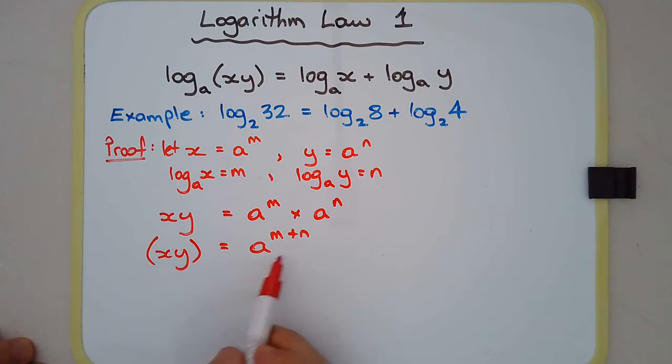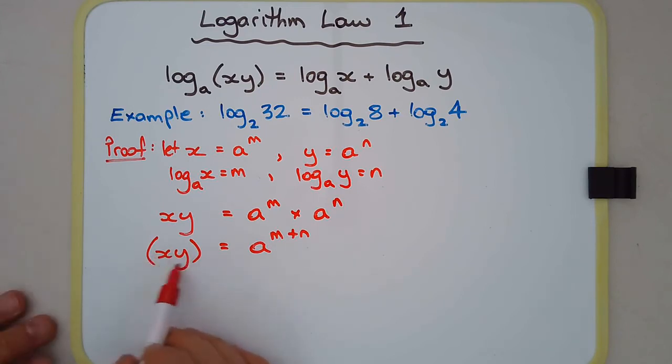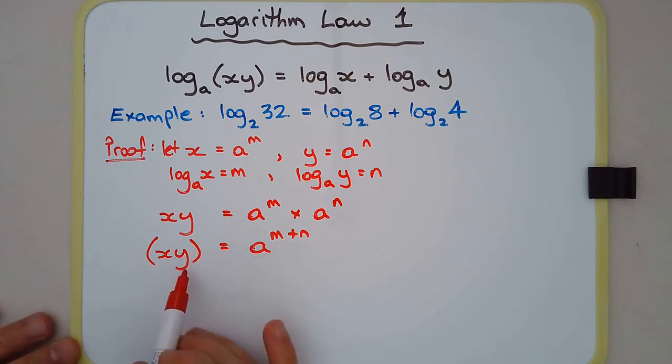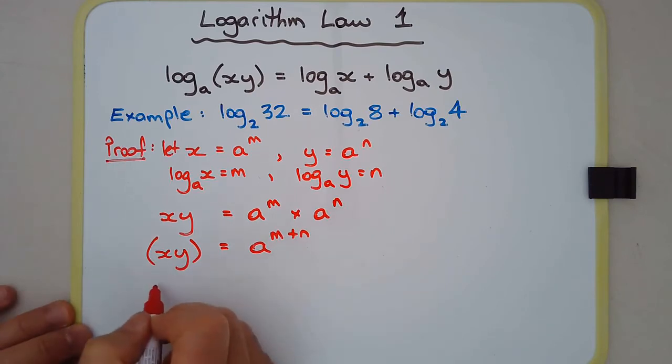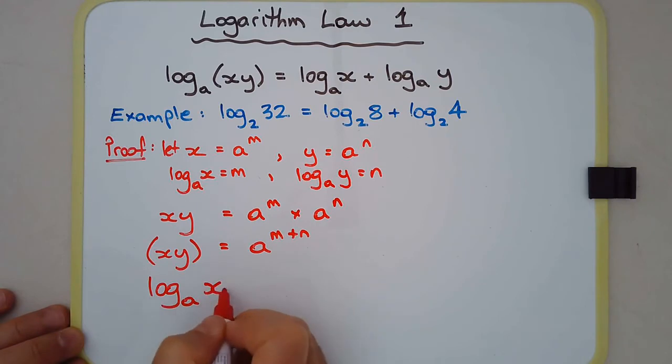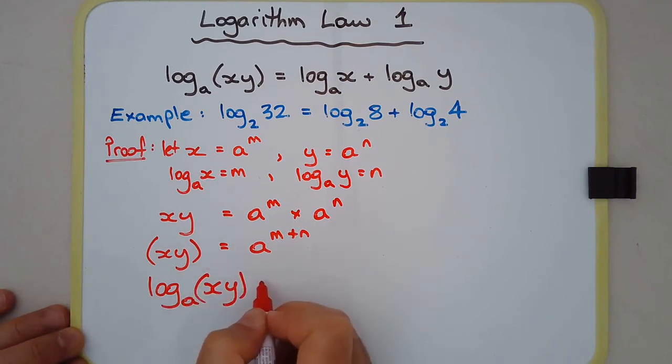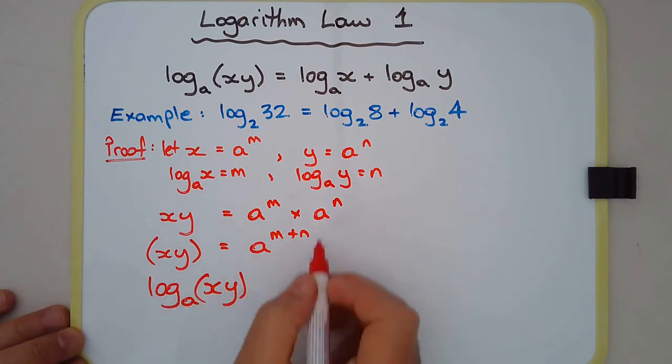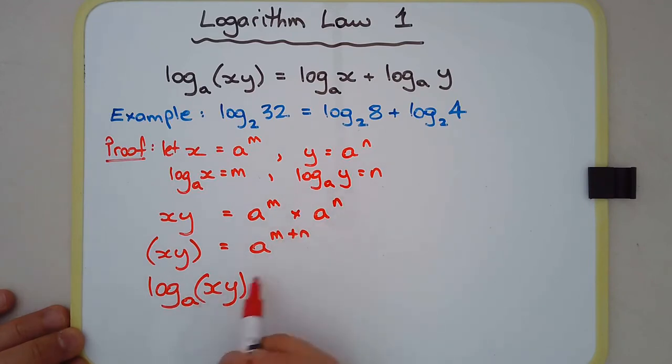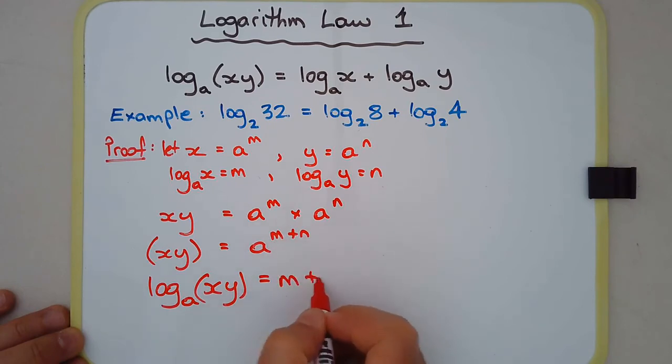If we're going to write this in log form, what's in brackets actually doesn't matter. All we know is that it's a product of two numbers. Can we write this in logarithm form? In log form, we have log base a of xy. What do we raise a to, to give you xy? We raise it to the power of m plus n.